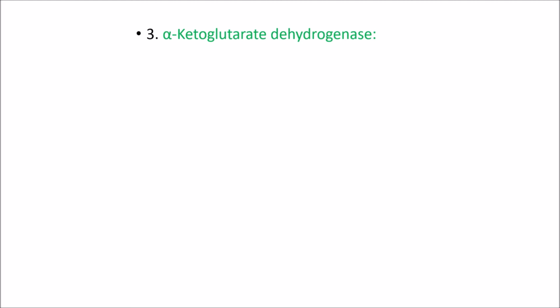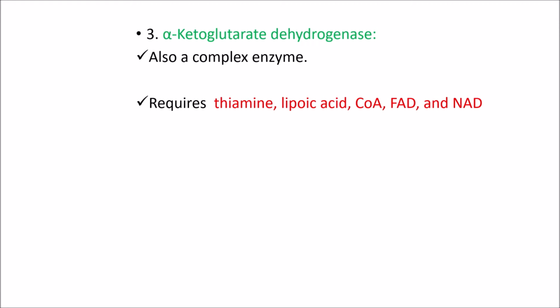Now there is another enzyme called alpha ketoglutarate dehydrogenase, which is also a complex enzyme like the pyruvate dehydrogenase complex. If you have a good knowledge of how pyruvate is converted into acetyl CoA, there is one complex enzyme, the pyruvate dehydrogenase complex, which helps there. This is also a complex enzyme, and it has 5 coenzymes. All 5 coenzymes are also present here. It also requires thiamine, lipoic acid, CoA, FAD, and NAD.